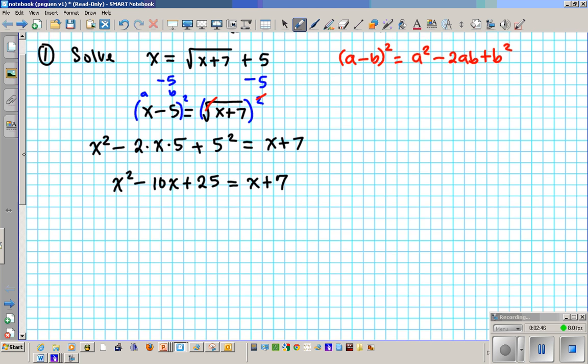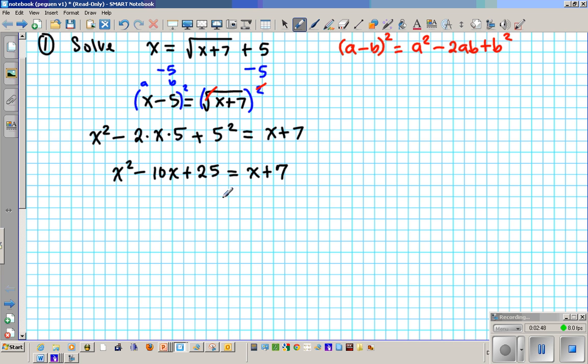Now, this is a quadratic. In order to solve this, we need to put it in standard form, namely make it equal to 0. So I will subtract x from both sides and subtract 7 from both sides so I can have it equal to 0. That yields x squared minus 11x plus 18 equals 0.